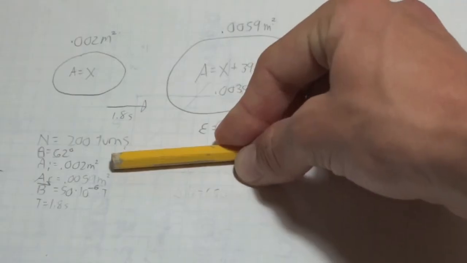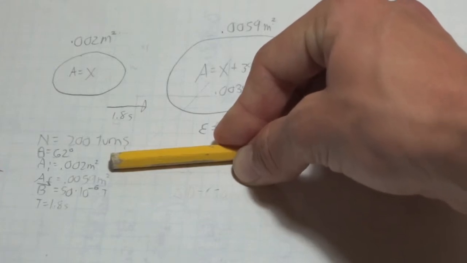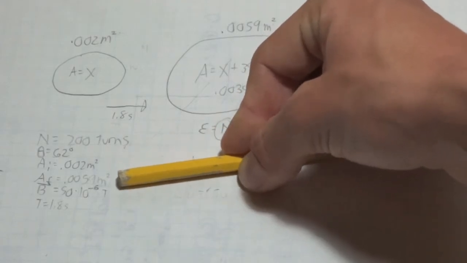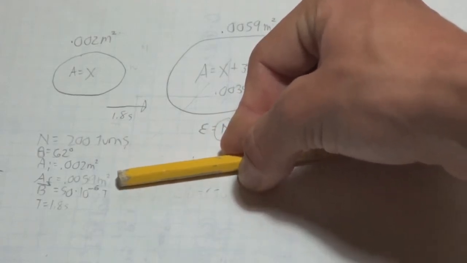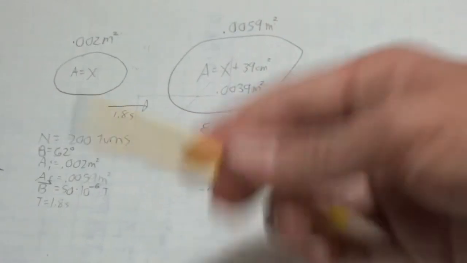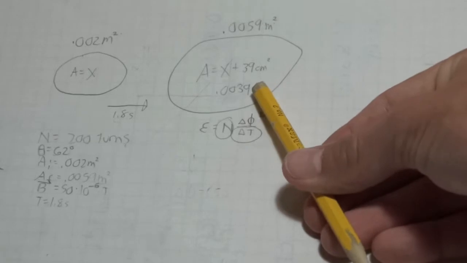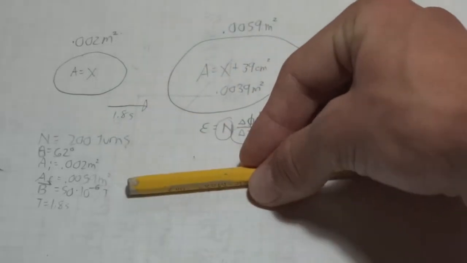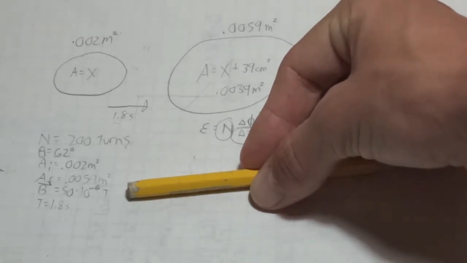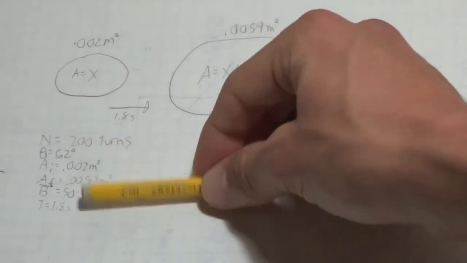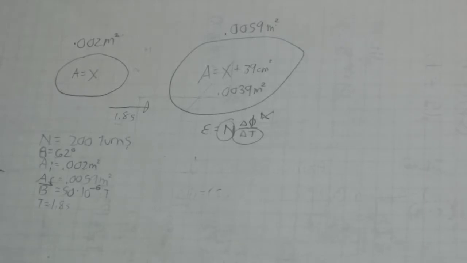so theta is 62 degrees. So we came up with the area initial as 0.002 meters squared. We know the area final is 0.0059 meters squared, and again, you can put in whatever you want as long as there's a difference of 0.0039 meters squared. Again, given to us was the magnetic field, which is 50 microtesla, or 50 times 10 to the negative 6 Tesla, and then we know that time is 1.8 seconds.